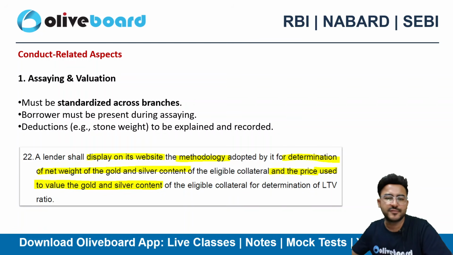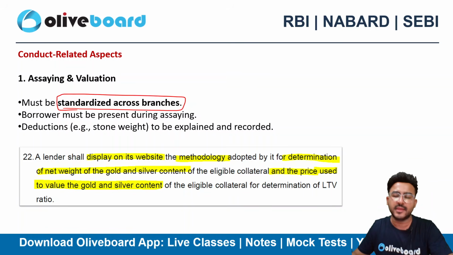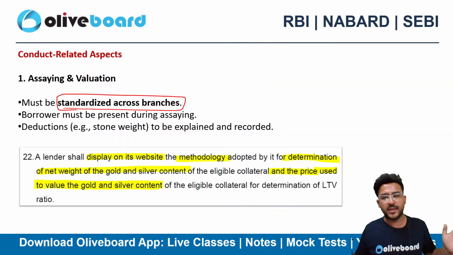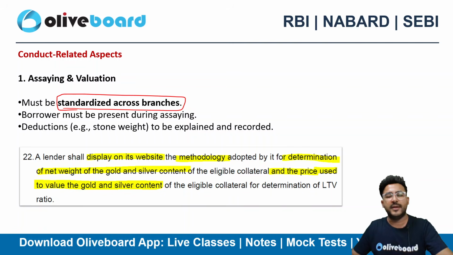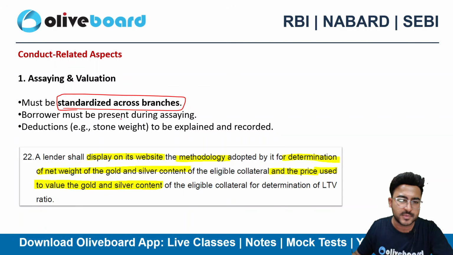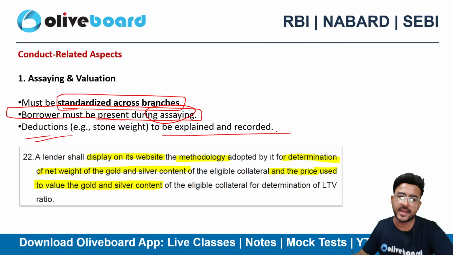Now, the criteria of checking the quality of gold plus valuation must be standardized across all the branches, right? As regulated entities, we have so many branches, so all the processes need to be standardized across all the branches. Valuation and assaying guidelines cannot be different across multiple branches. The borrower must be present during the checking, right? Assaying means checking the quality of the gold or silver, so definitely the borrower must be present. Deductions of any kind are to be explained and recorded.